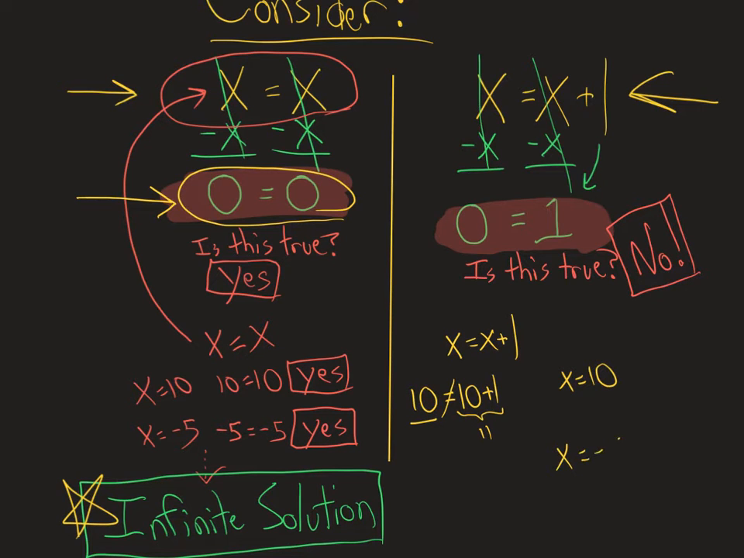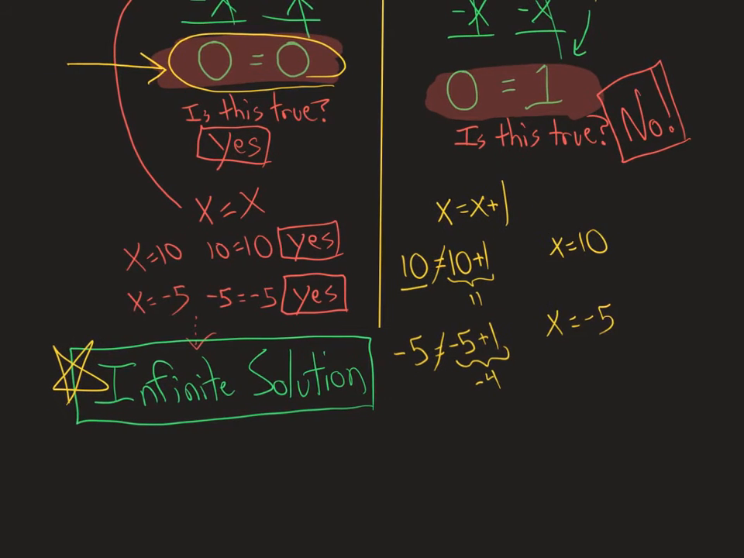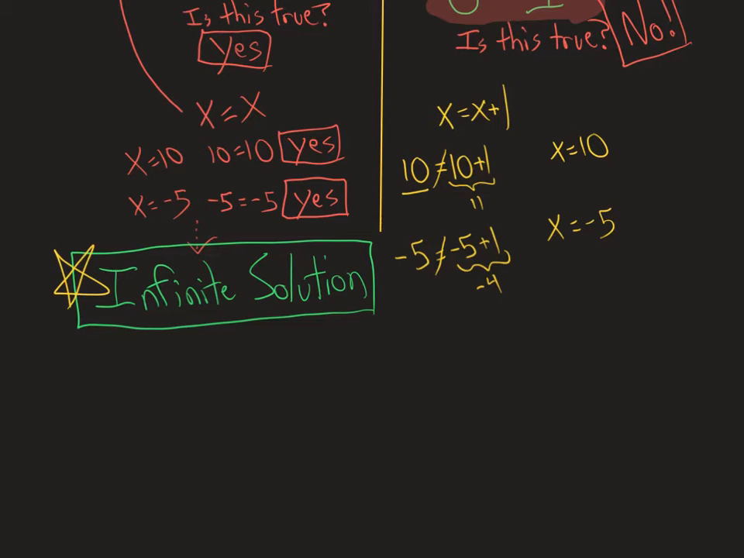How about x equals negative 5? Does negative 5 equal negative 5 plus 1? Well, that's negative 4. No, negative 5 does not equal negative 4. And so we see there is no number that exists that will make the right side true. And that is called a no solution equation. The way it was written, there is no value that can actually solve that equation.